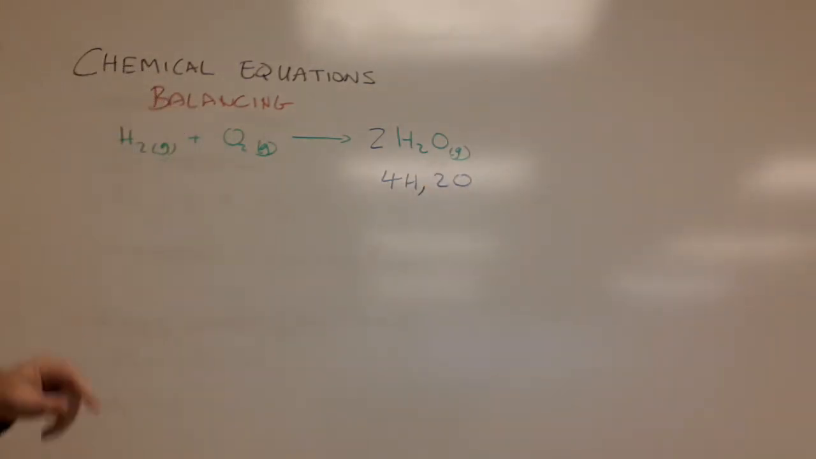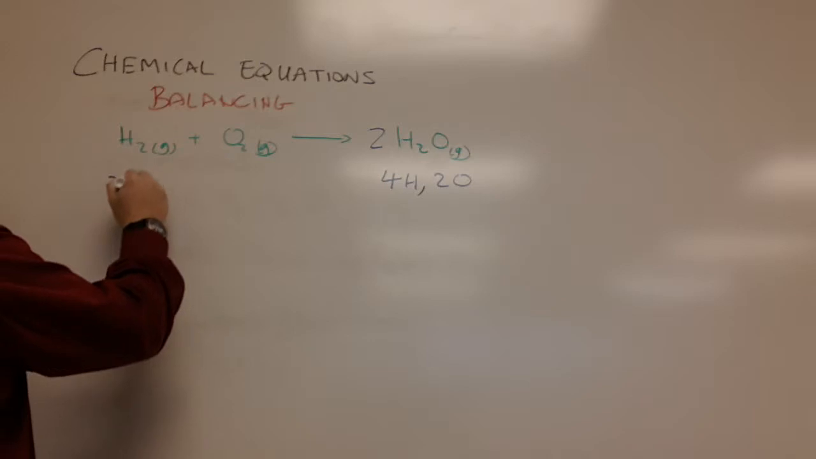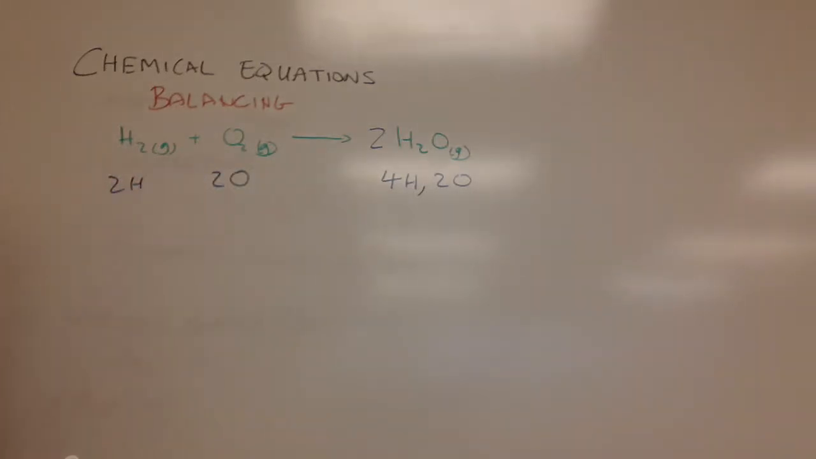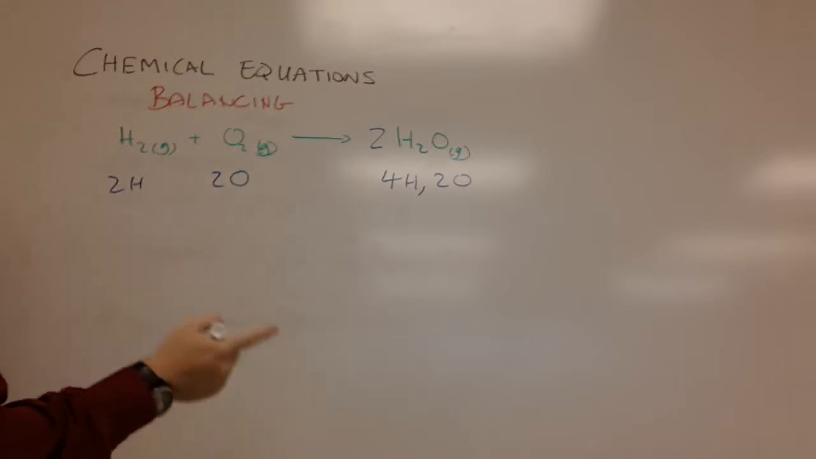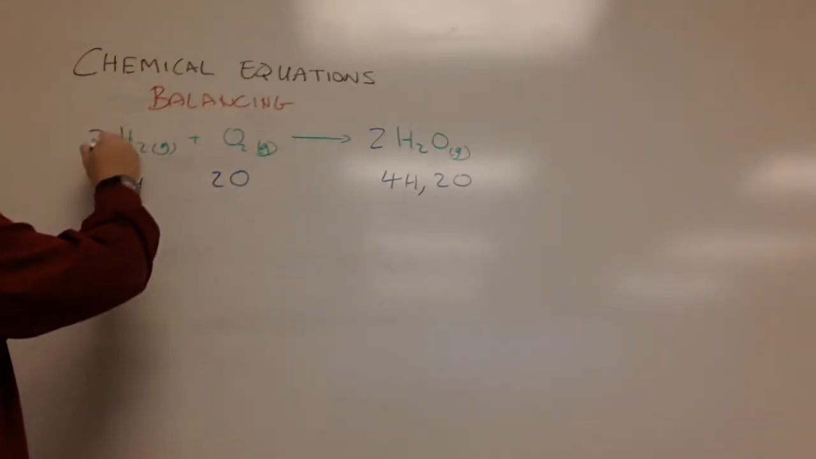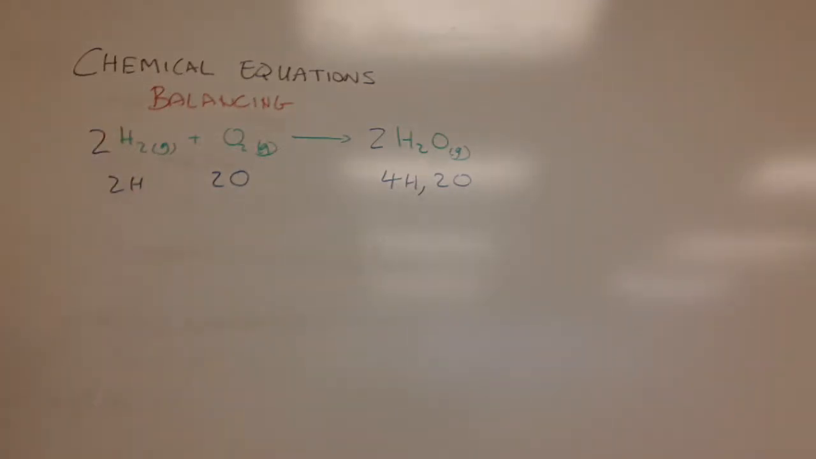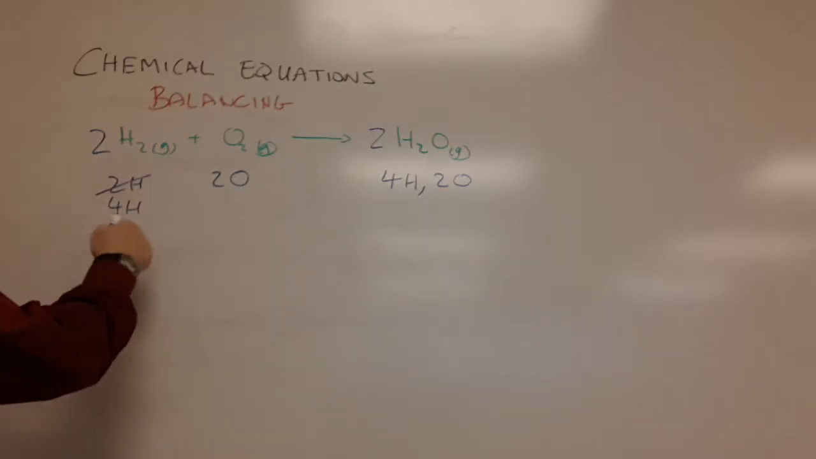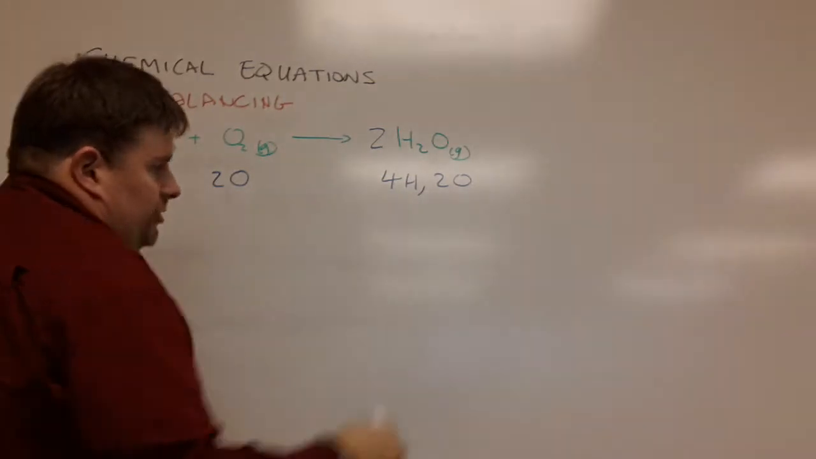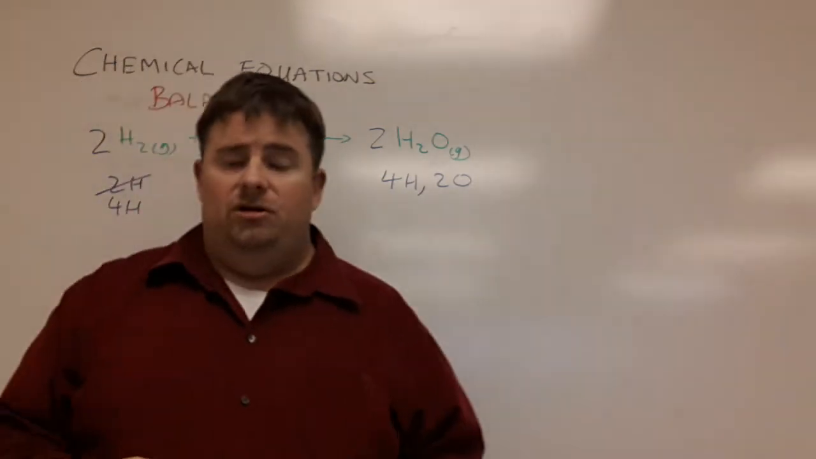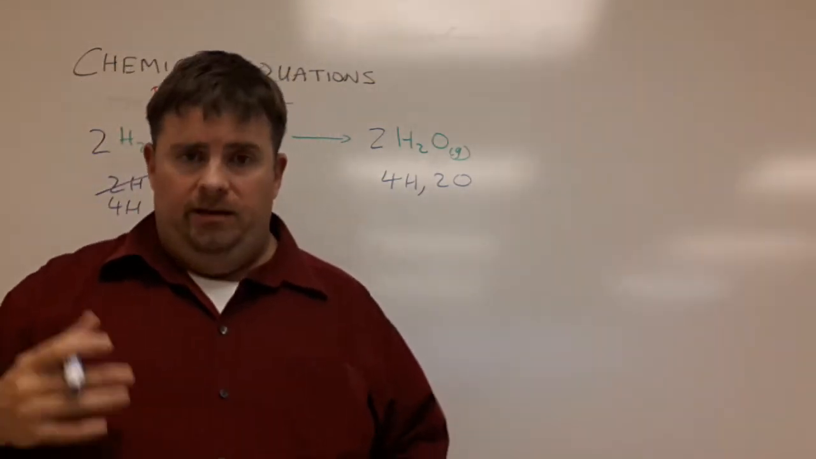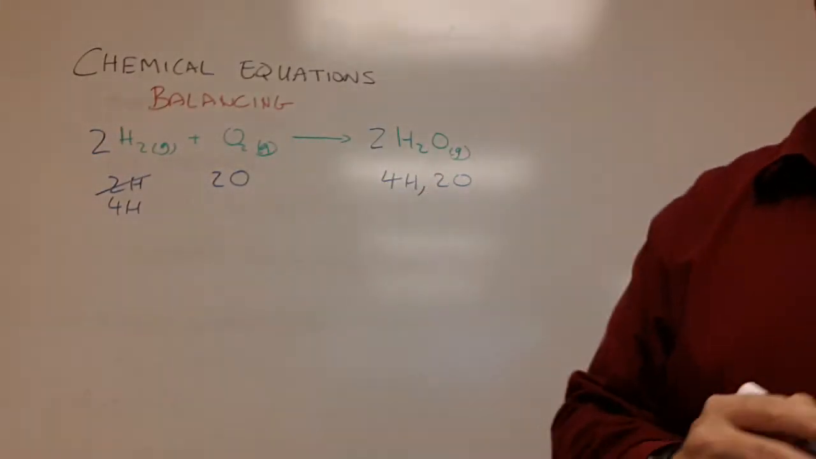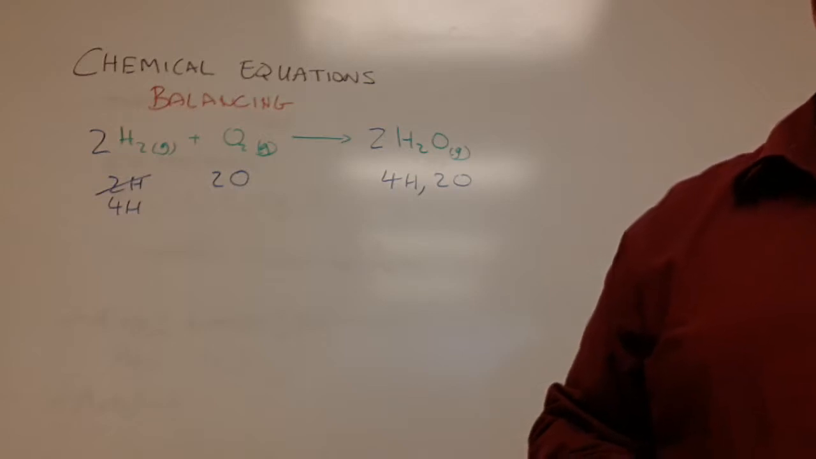Okay? What I have over here is 2 hydrogens, and I've got 2 oxygens over here as well. So I have to now balance these. And the easiest way to do that is just to put a 2 in front of the hydrogen. That changes my 2 hydrogens to 4 hydrogens. 4 hydrogens, 2 oxygens, 4 hydrogens, 2 oxygens. Both sides of the reaction are now completely balanced. Okay? That's easy. So let's look at an example that is a little bit more challenging.